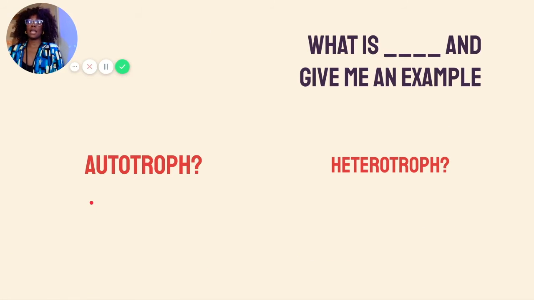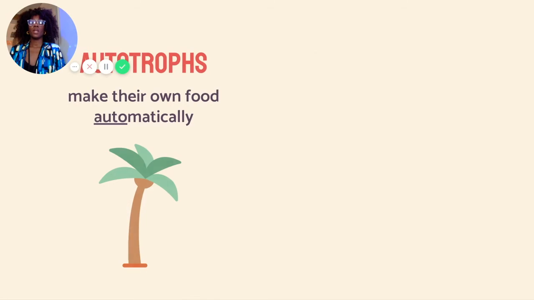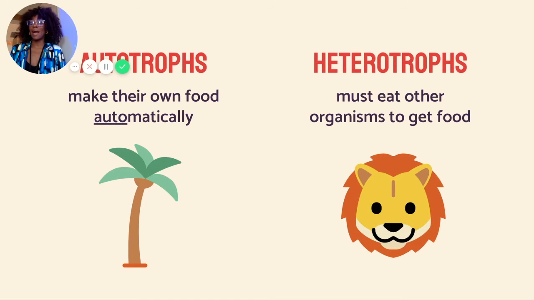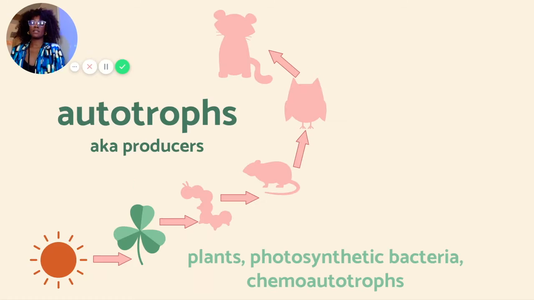Energy flow through food chain. Sorry if I'm going really fast. I'm really trying to make this video short. So what is an autotroph, and give me an example? What is a heterotroph, and give me an example? So autotrophs are going to make their own food automatically, while heterotrophs must eat other organisms to get their food. So example of an autotroph, example of heterotroph, yes, exactly.